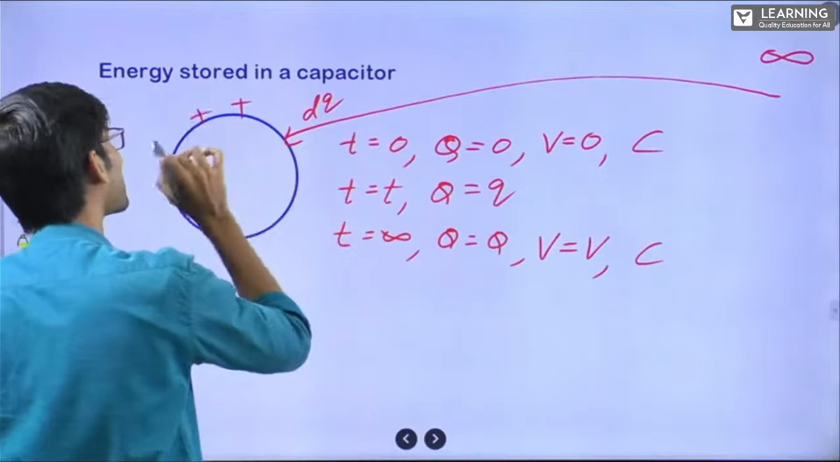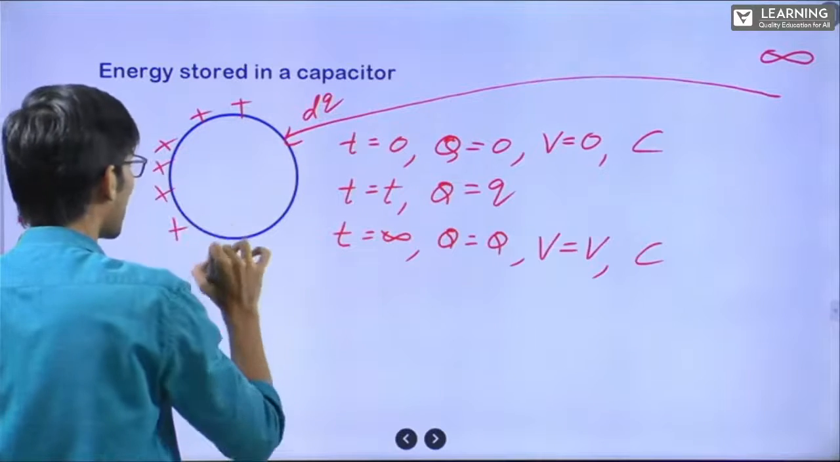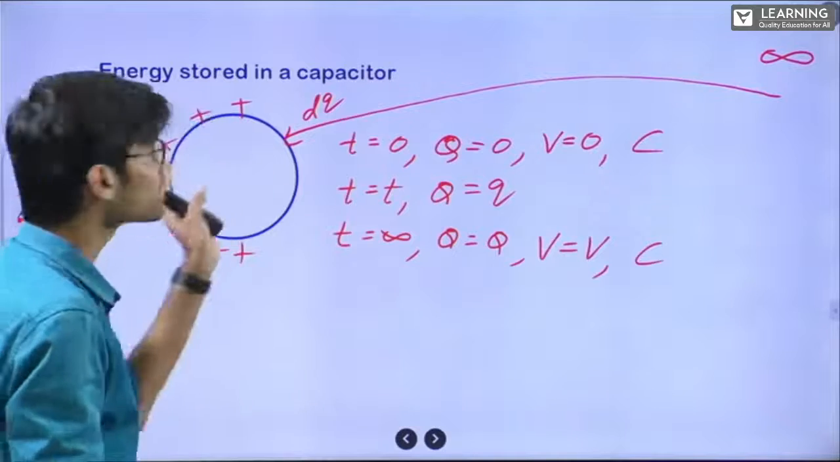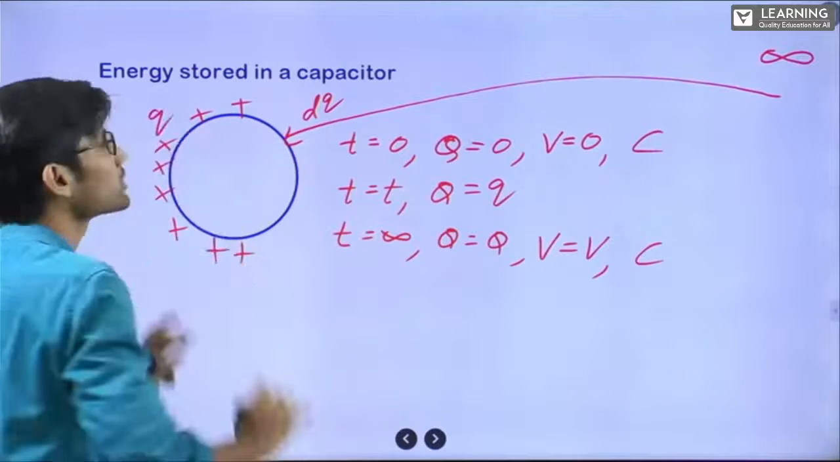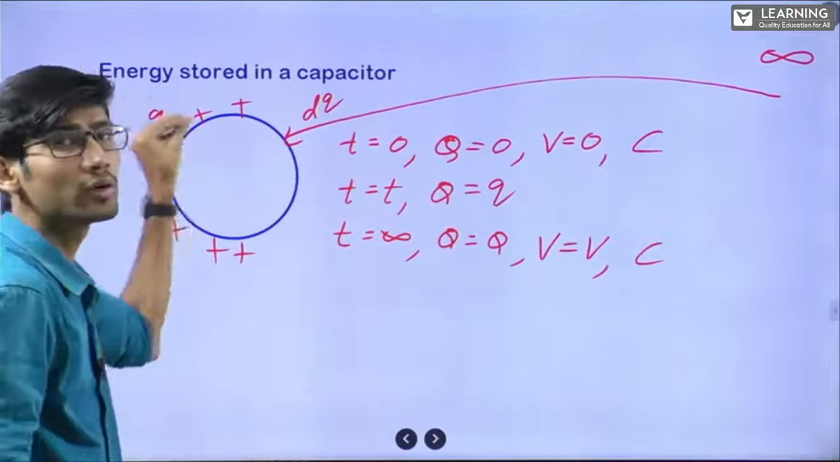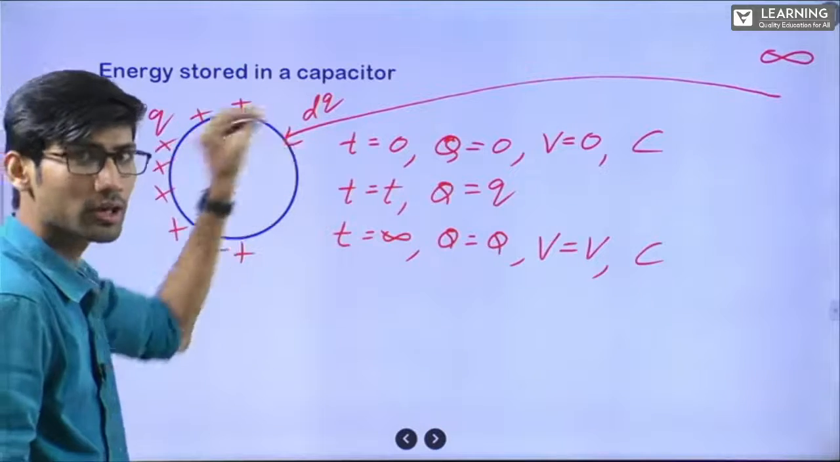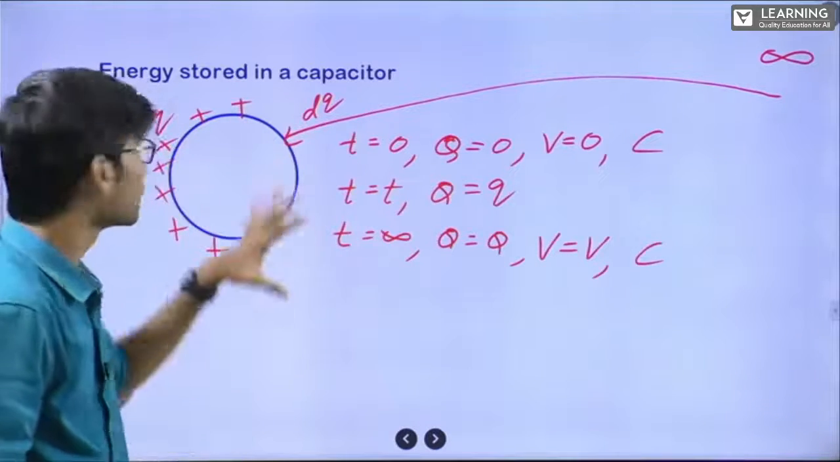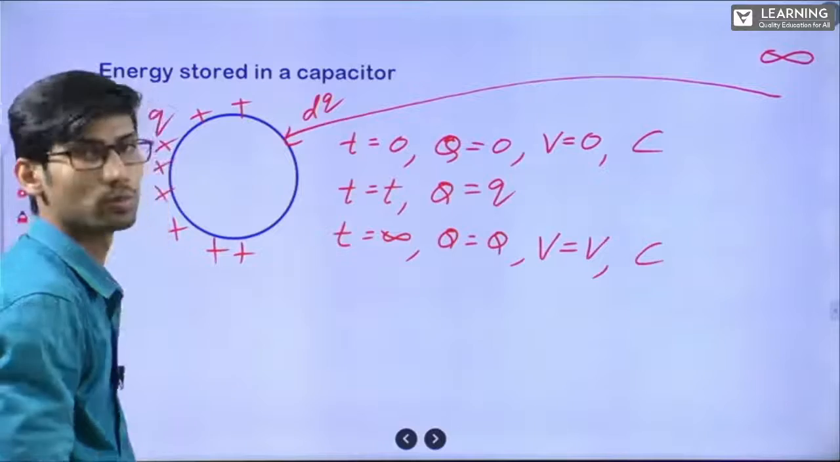First charge came, second charge came, third charge came. Like this, at some time t, it is not fully charged. At some time t, let's say it is having charge q. dq, we are bringing and we have kept it here. So at some time t, there is a charge small q.